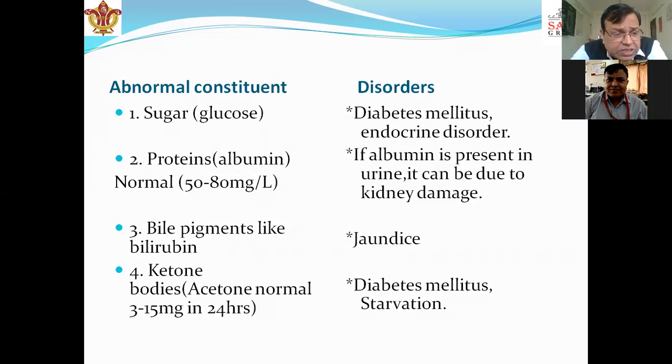Next is ketone bodies. The normal value of ketone bodies is 3 to 15 mg in 24 hours. Because of a starvation condition, when a person is continuously fasting, there may be a chance that ketone bodies are present in your urine analysis. Also, in the case of diabetes mellitus, there is a chance of finding ketone bodies in your urine.